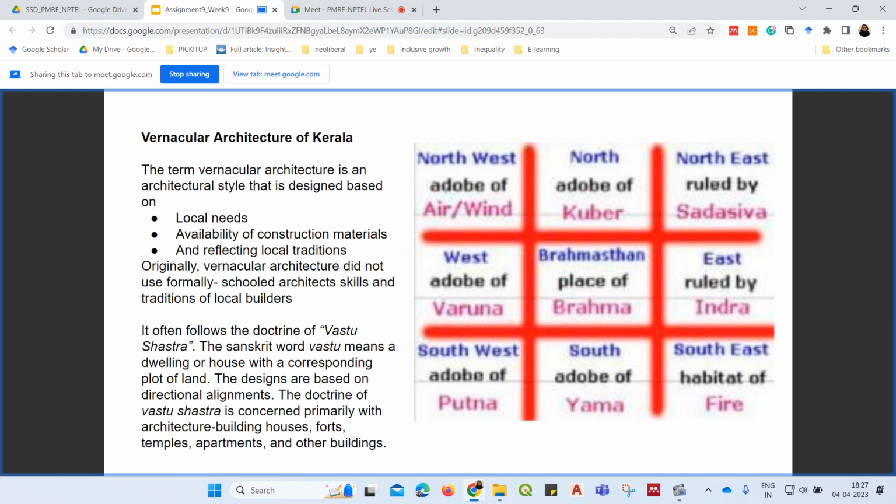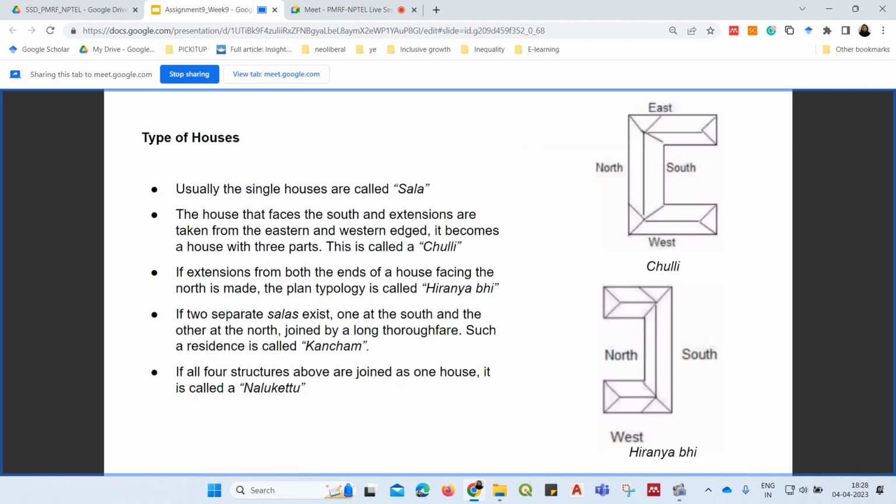Recently, in India specifically, we are seeing the use of this doctrine in the construction of modern buildings as well. But traditionally, the vernacular architecture of Kerala follows the Vastu Shastra, and the plot or building design or the orientation of the building is decided based on these particular blocks, in which Vastu Shastra directs you to orient or design your building.